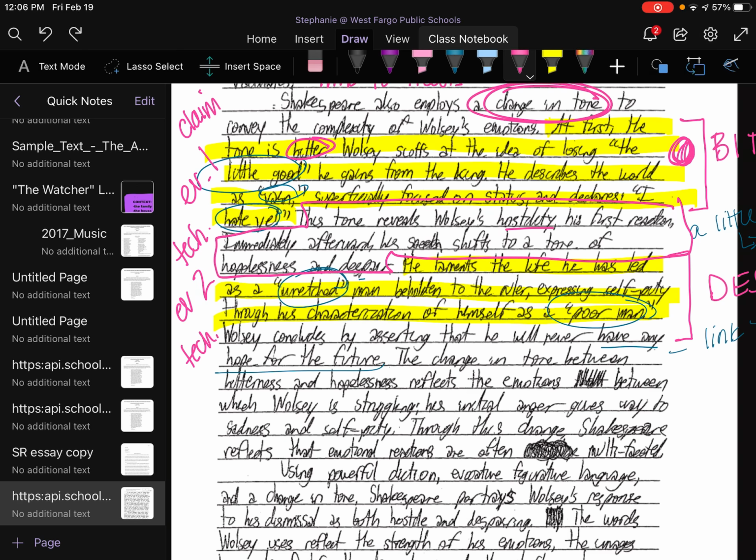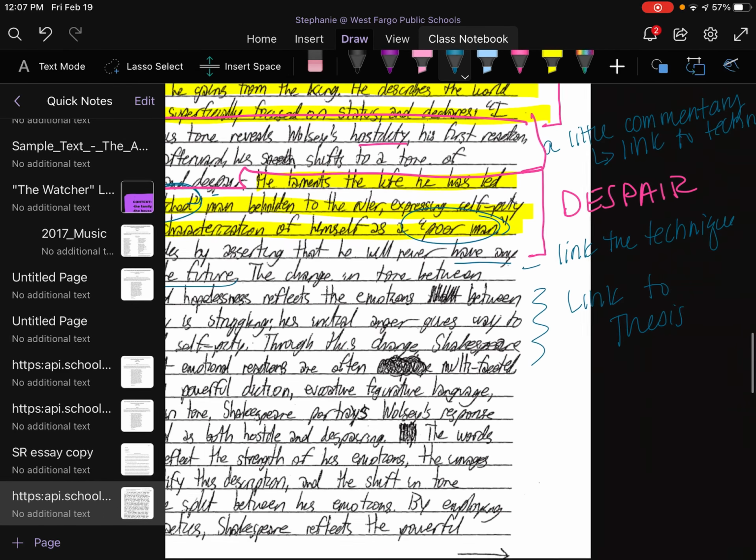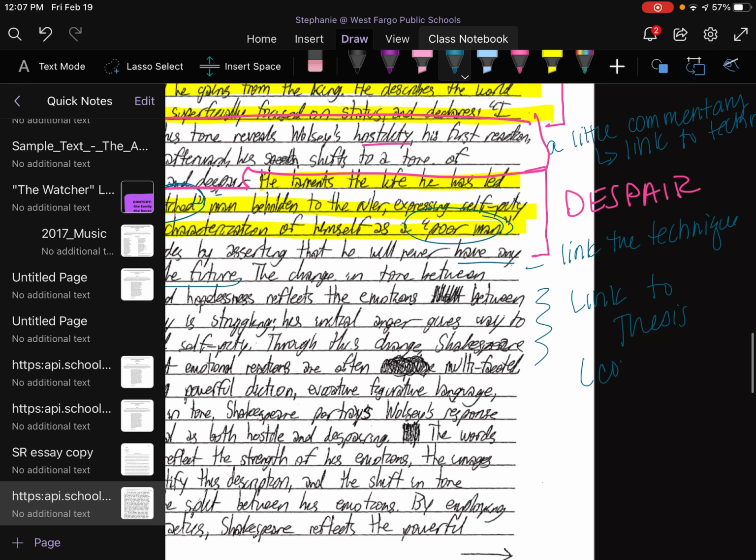The change in the tone between bitterness and hopefulness reflects the emotions between which Wolsey is struggling. His initial anger gives way to sadness and self-pity. Through this change, Shakespeare reflects the emotional reaction as often multifaceted. And then down here, because we've already done our evidence and we've already kind of explained our technique, now we're just going to link it to thesis and explain how this is showing his complex response, which is exactly what it does.